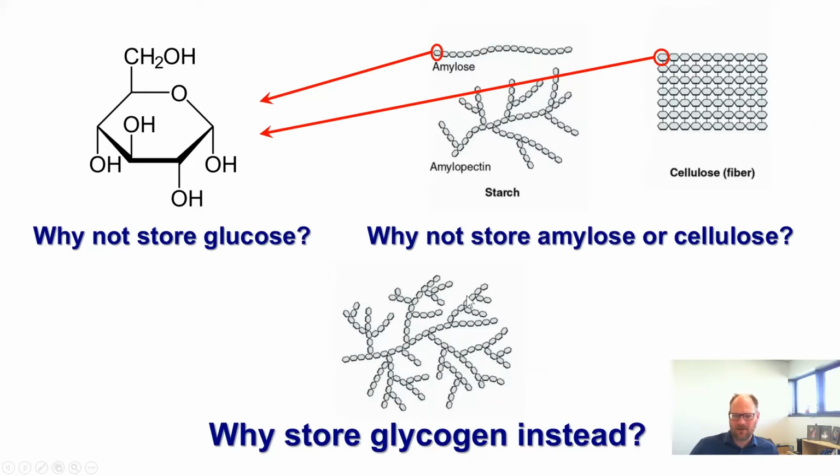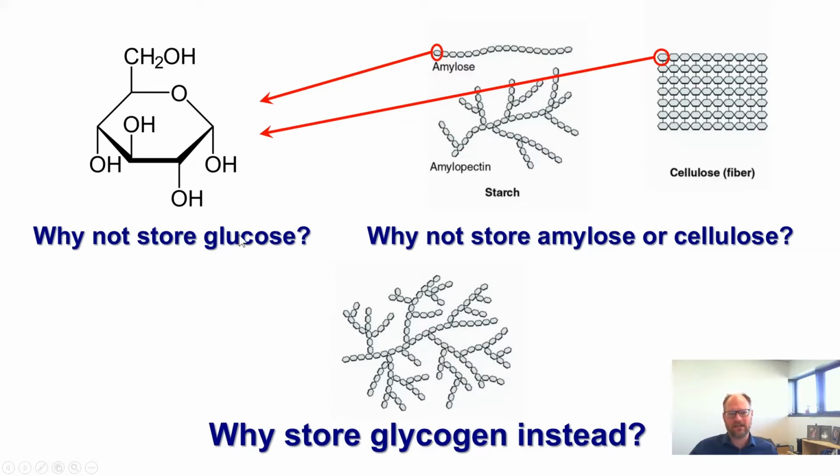So my question to you is, why don't we store our glucose in this amylose form here, or this cellulose form? Well, the cellulose form is pretty obvious: these 1,4 beta linked chains are very hard to break down. It requires special enzymes to break them down, and they're not very digestible. So that's why we don't use cellulose. But then why don't we use something like amylose? And why don't we just store it as glucose?